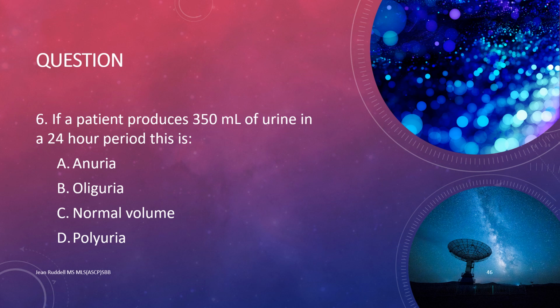Question 6. If a patient produces 350 milliliters of urine in a 24-hour period, this is considered A, anuria, B, oliguria, C, normal volume, or D, polyuria. The answer is B, oliguria. This is a decreased volume of urine.